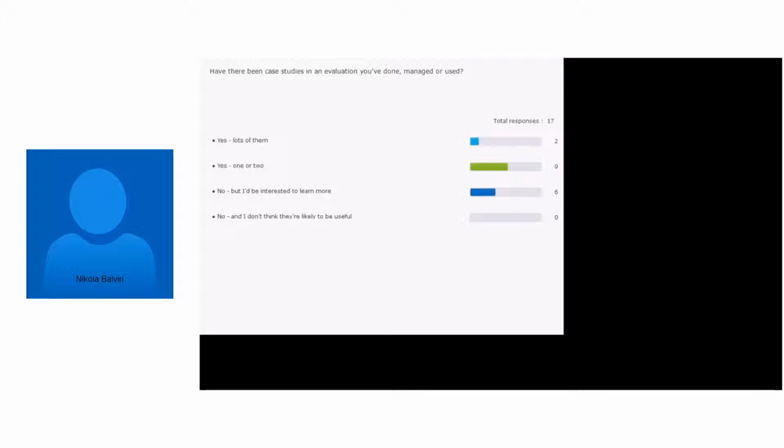Okay, so I'll just read out what we have. Most of our respondents, 53%, say yes, they have done one or two. 35% say no, but would be interested to learn. And 12%, well, two, say lots. So you have two experts online. But I'm happy to see that nobody said no, I don't think they are likely to be useful.